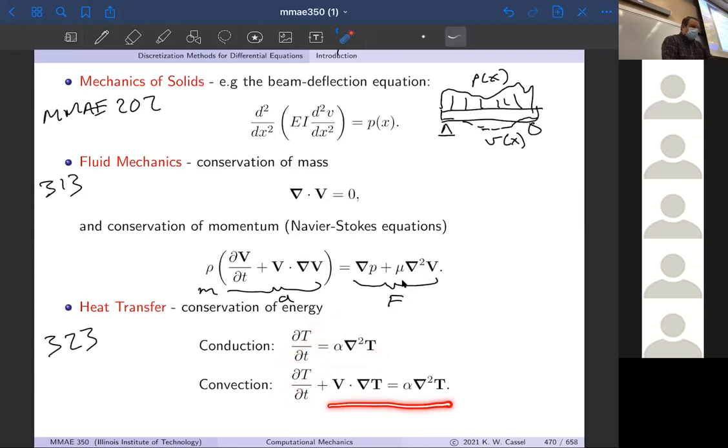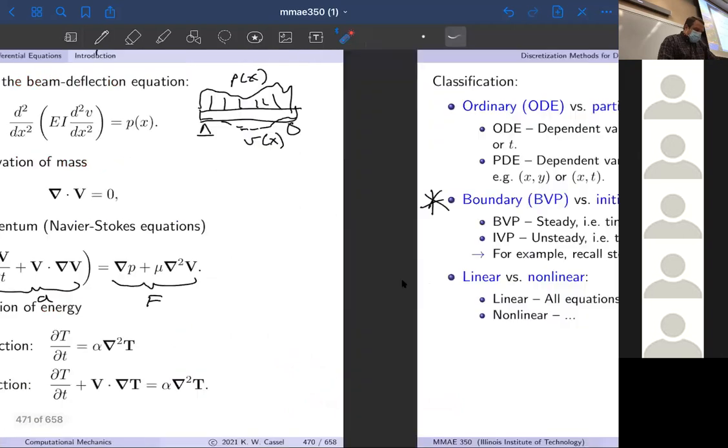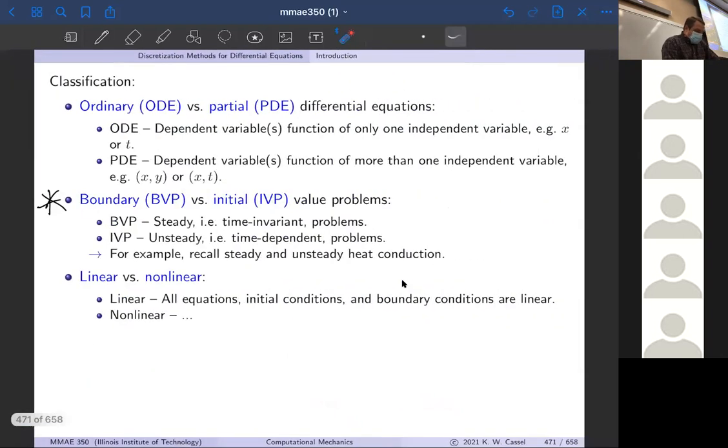You have the steady convection diffusion equation. You have convection and diffusion, but if it's not changing with time, then you get a steady solution. It depends on X and Y, but not on T. It's time invariant. So that is a big distinction. I'll come back to that in a moment.